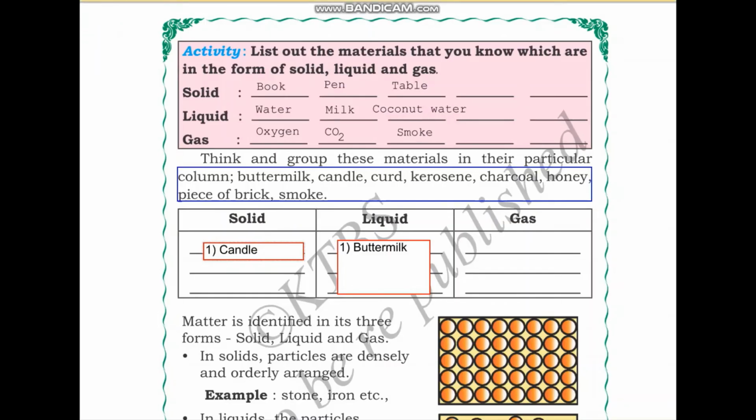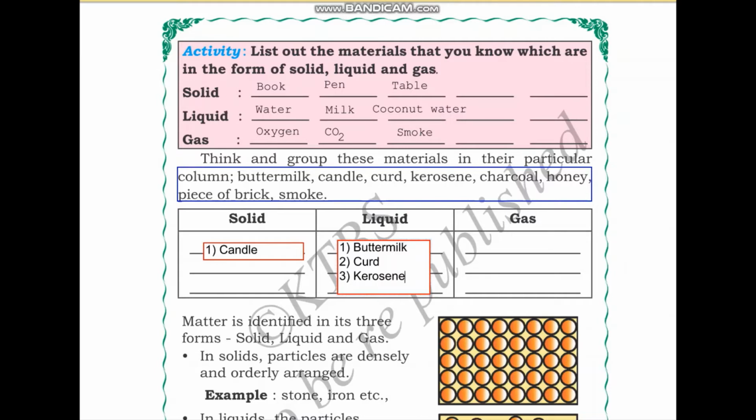Next. The next thing to classify is curd. So we know curd is a liquid because it takes the shape of the container. So we need to add that to the liquid part of the table. Next, it's kerosene. So you have all seen kerosene. It's a blue color liquid. Okay, kerosene is also a liquid. This is a flammable liquid which can be set on fire. This is used for lots of purposes including cooking and for vehicles.